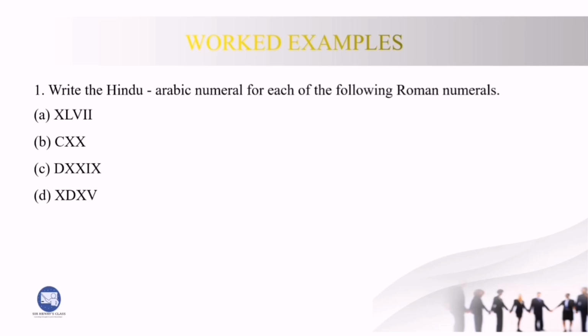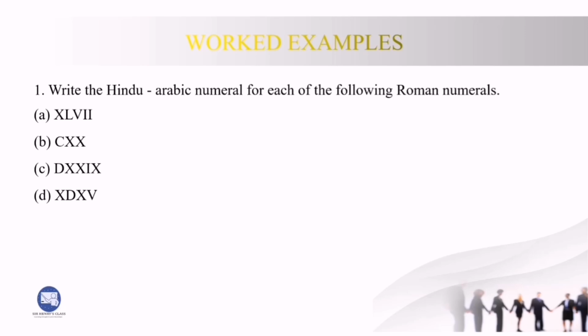So we have some worked examples here. The first one says that we should write the Hindu-Arabic numeral for each of the following numerals: XLVII, what does it represent in numbers? CXX, CM, DXXIX, and CDXV. Looking at the steps that we use, I believe you can try something. Good. So the solutions are here, but let us do it together.